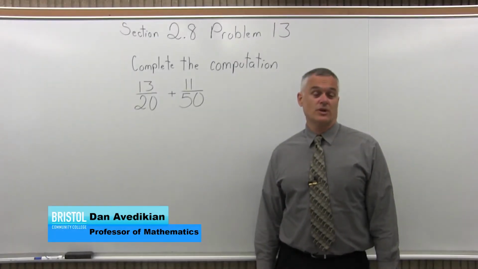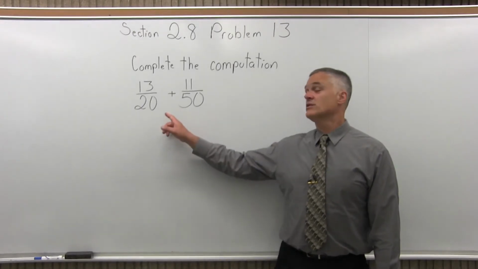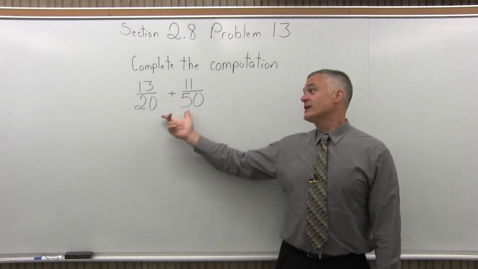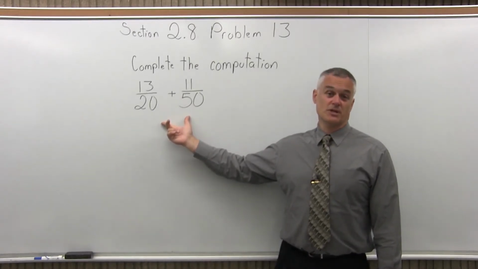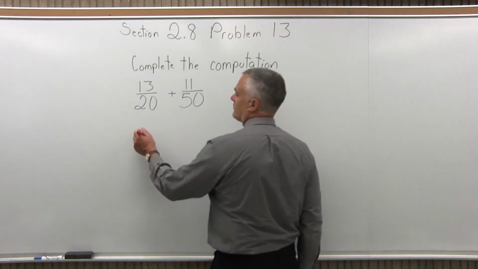This is Section 2.8, Problem number 13. It says complete the computation, and we have 13 over 20 plus 11 over 50. So to add these fractions, what we need to do is make the denominators the same. We have to find the common denominator. So let's start by writing them in a vertical format.